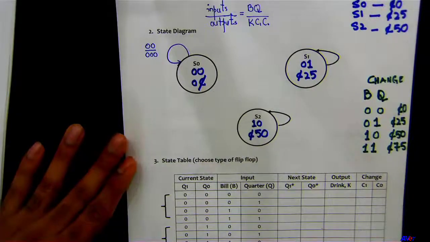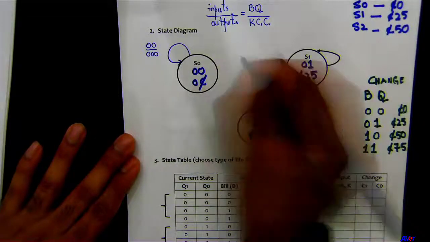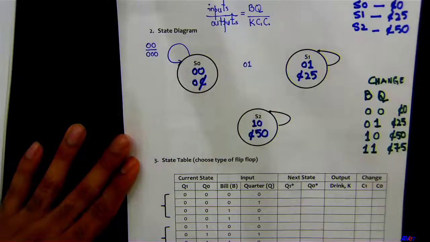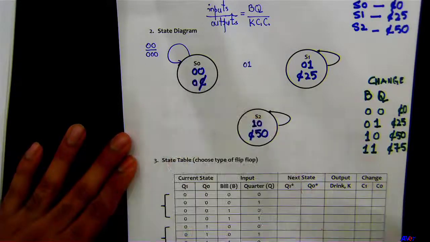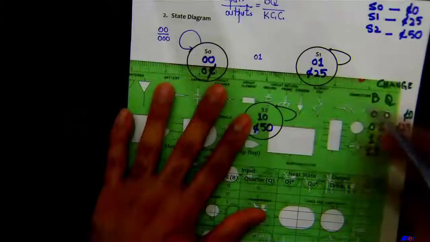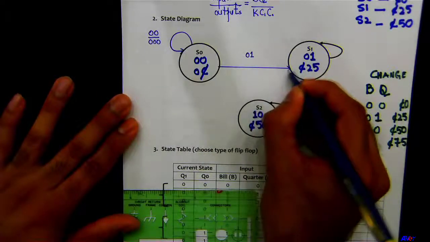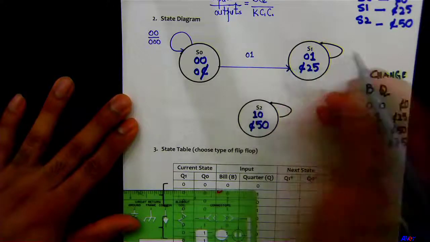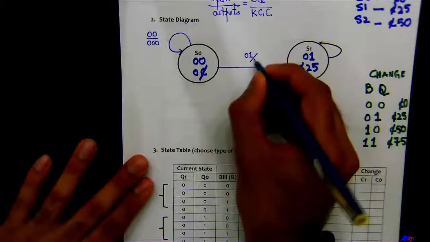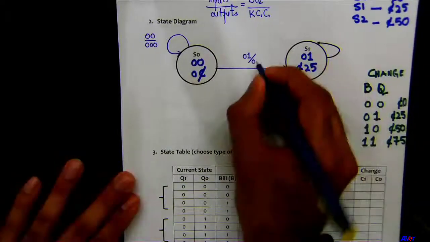Okay, now a quarter is inserted. So say bill is 0, quarter goes in. What should be the next state? The present state is 0, 0. What should be the next state? Quarter goes in, counter goes up by 25 cents. So it has to move from S0 to S1, correct? Good. And you always have these arrows right here. So that tells you the transition. Okay, what should be the output here, guys? Is it going to dispense the drink? Not yet, correct? 0. Is it going to dispense any change? Not yet, so 0, 0.